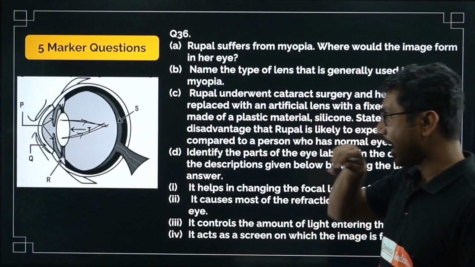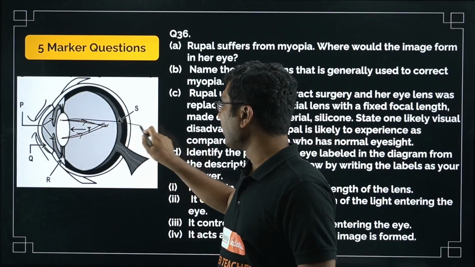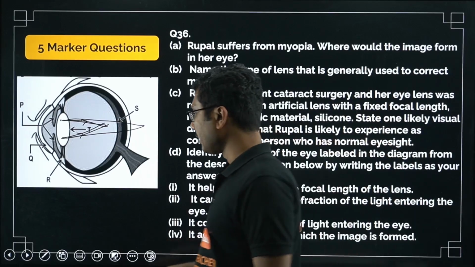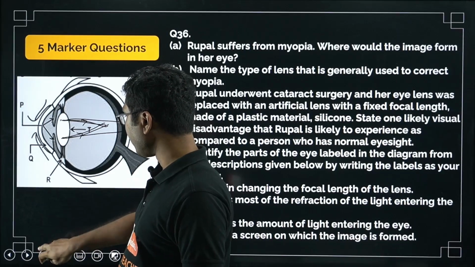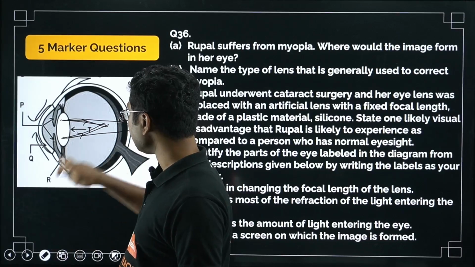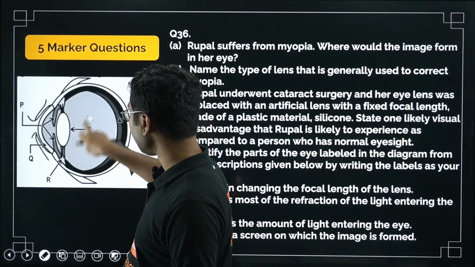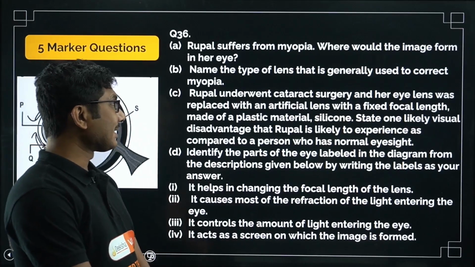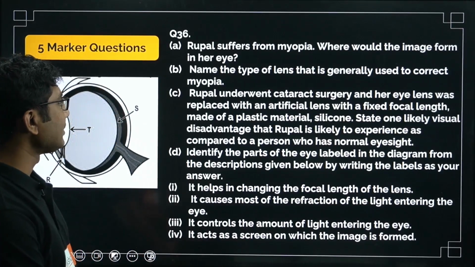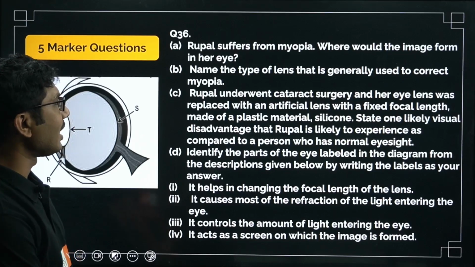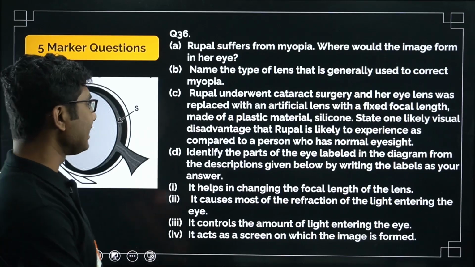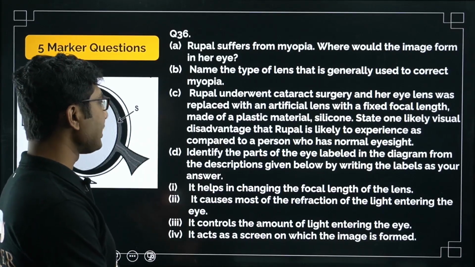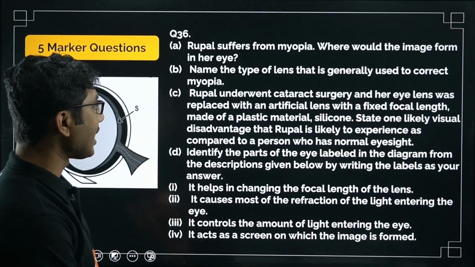Hypermetropia is when the image forms behind the retina, for closer objects. Myopia is when the image is getting formed in front of the retina, in case of distant objects. So hypermetropia and myopia are different, right? Rupal underwent a cataract surgery and her eye lens was replaced with an artificial lens with a fixed focal length made of plastic material silicone. State one likely visual disadvantage that Rupal is likely to experience as compared to a person who has normal eyesight.